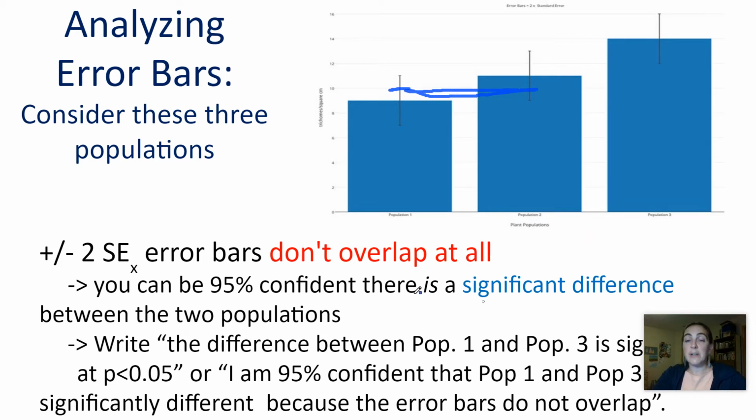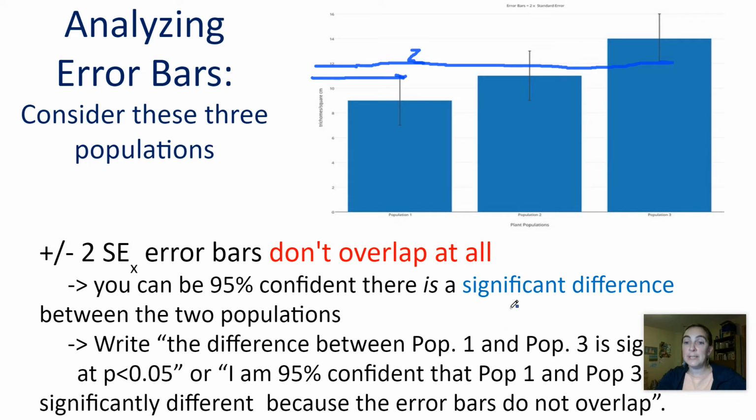So what you're looking for here is whether the error bars overlap. That's the most important thing to pay attention to. If they do not overlap at all, for example, population 1, the error bar goes to here. Population 3, it doesn't start until here. So you can see, even if we trace those all the way over, I'm not going to draw a real straight line, sorry, those two don't overlap at all. So if they don't overlap at all, we say we can be 95% confident that there is a significant difference between population 1 and population 3.